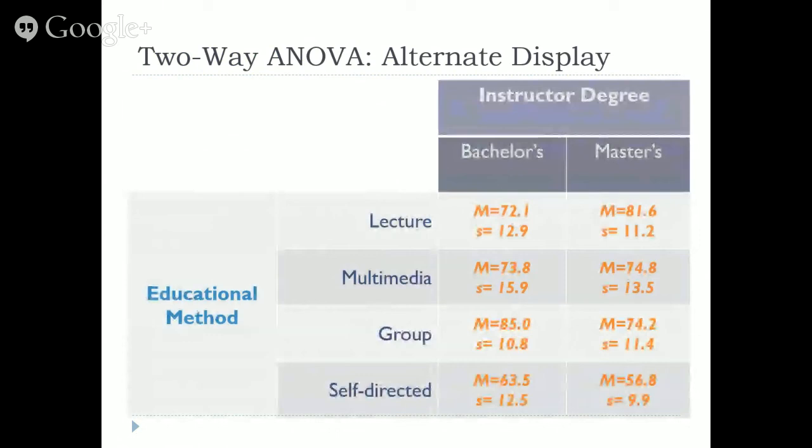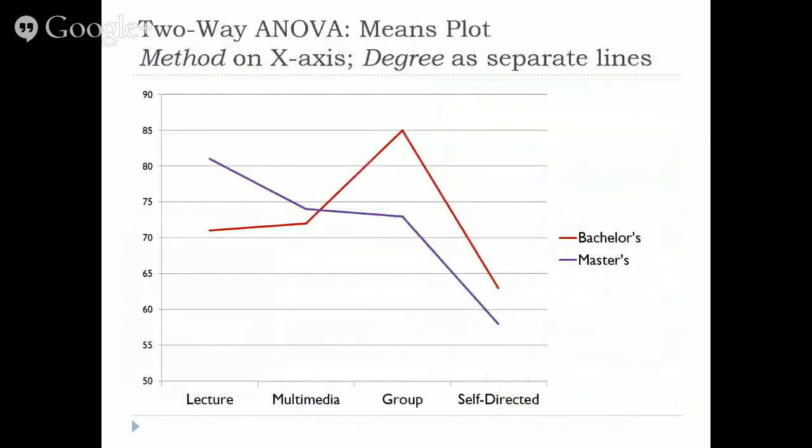So we can look at the means in a table, and that helps some people. I'm not really great at reading tables. I'm better at reading graphs. So here's a graph. We've got a line for the bachelor's instructors' classes and a line for the master's instructors' classes. So all 8 classes are represented here. These lines are not parallel to each other. So as long as there's a decent sample size, we would see that p is less than 0.05 for the interaction effect.